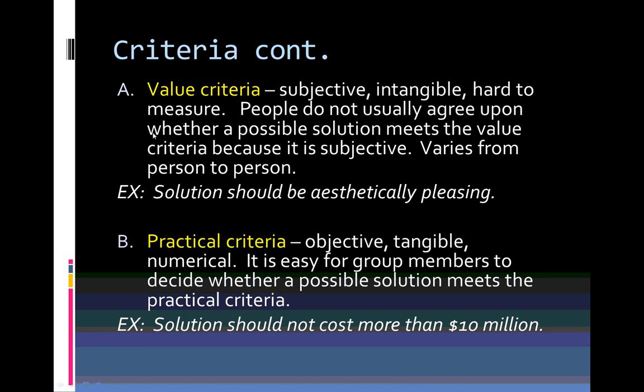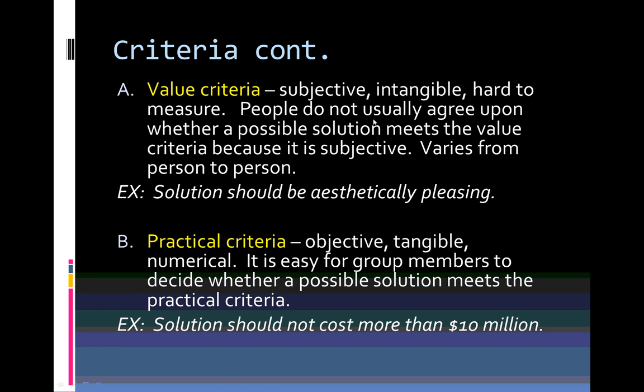Under the idea of criteria, again, this is not in the book, but we want to identify the fact that there are 2 types of criteria. One, value criteria, and the second one is practical criteria. Value criteria is that list of standards that are very subjective. It's very intangible, very hard to measure whether or not a possible solution meets that criteria. In our dating example, to say somebody should have a good sense of humor would be a value criterion, because people are going to differ as to whether or not they think somebody has a good sense of humor.